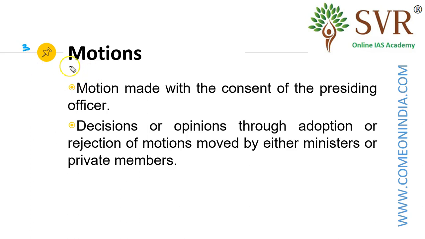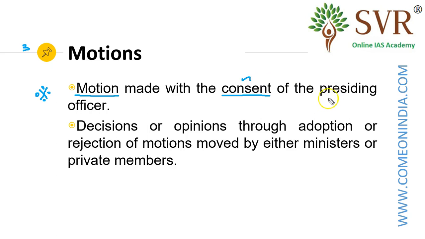After zero hour, the next important parliamentary proceeding device is motions. The general public discussion about important aspects cannot be brought to the House unless a motion is passed about it. Such a motion can be passed only with the prior consent of the presiding officer. It is one of the important points, do note it down. The motion in a House can be passed only with the consent of the presiding officer.